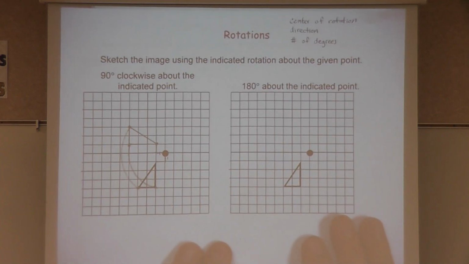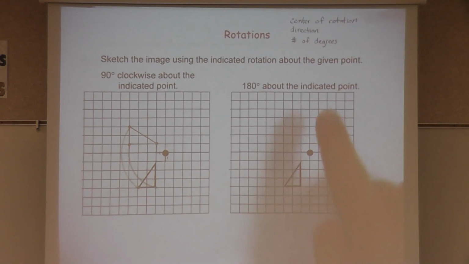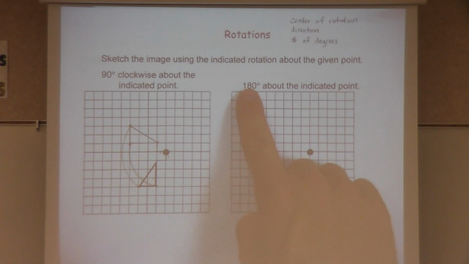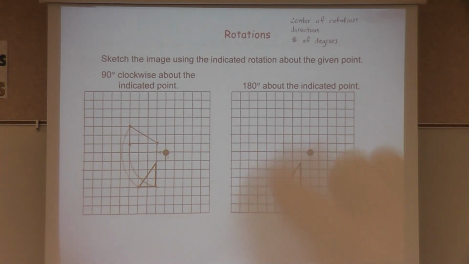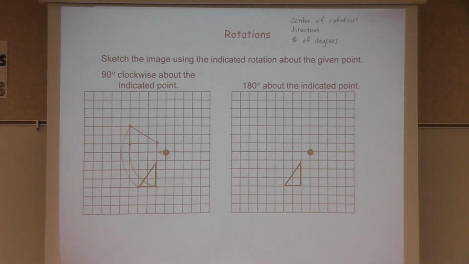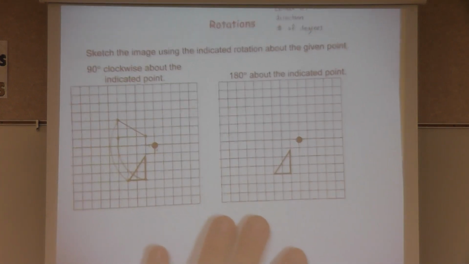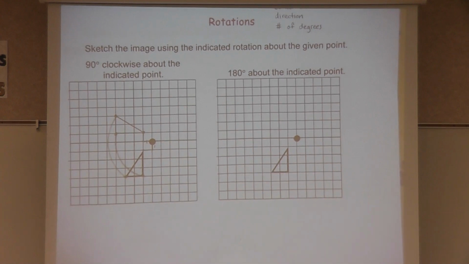Now let's try a 180 rotation. Now you'll notice on the 180 rotation it says indicated point, it gives me the degrees, but it doesn't give me a direction. That's because a 180 rotation is the same clockwise or counterclockwise. Half a turn doesn't matter which way you go. So go ahead and pause the video, try this problem, and resume it when you're ready. I'll give you a moment.